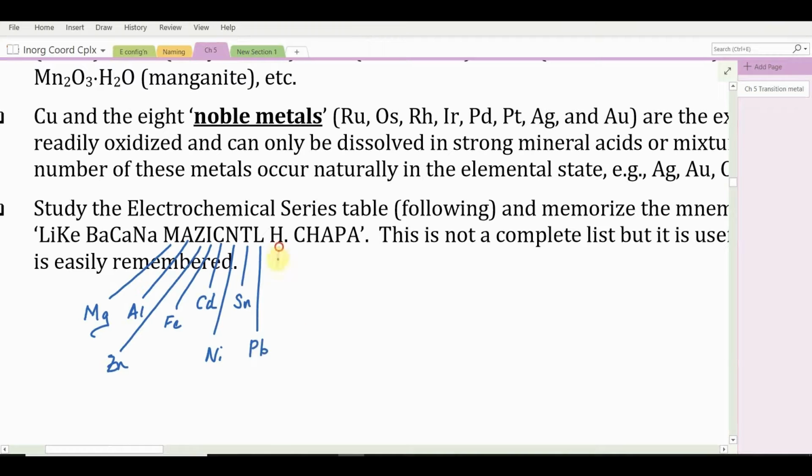Mazikental. H for hydrogen, C for copper, H for mercury, A for silver, P for platinum, and A for gold. Mazikental H. Chapa. This is an abbreviated electrochemical series, easy to memorize.